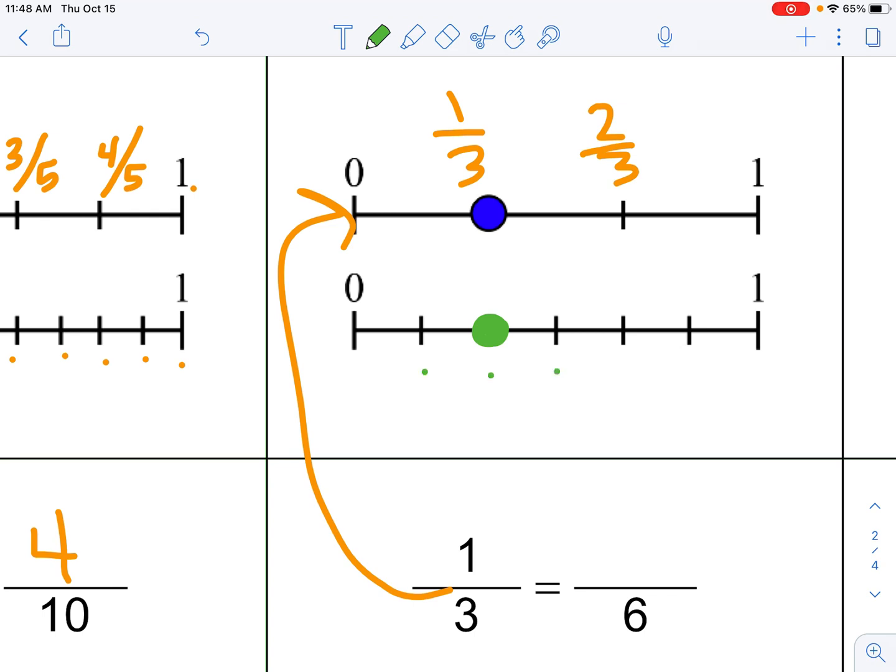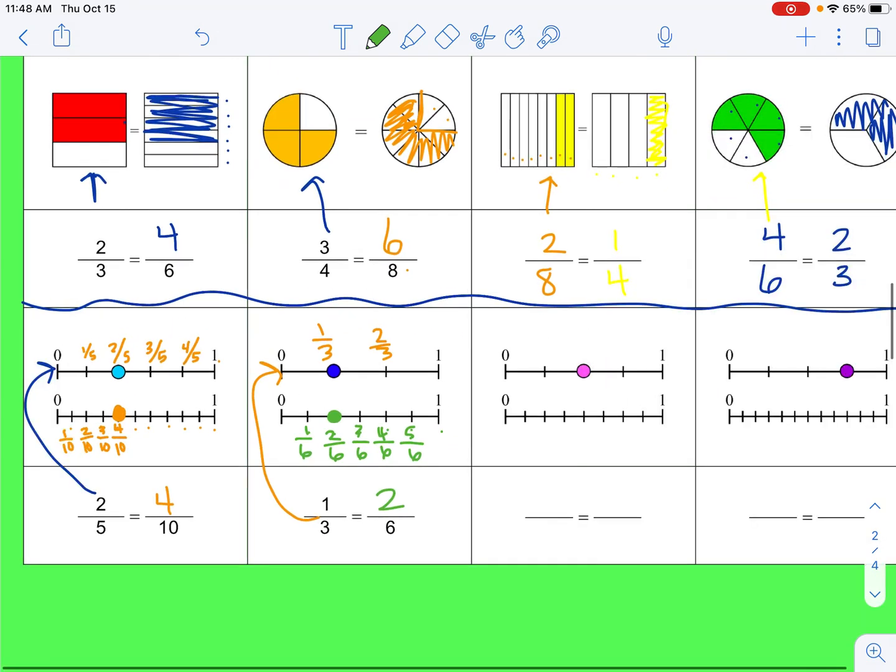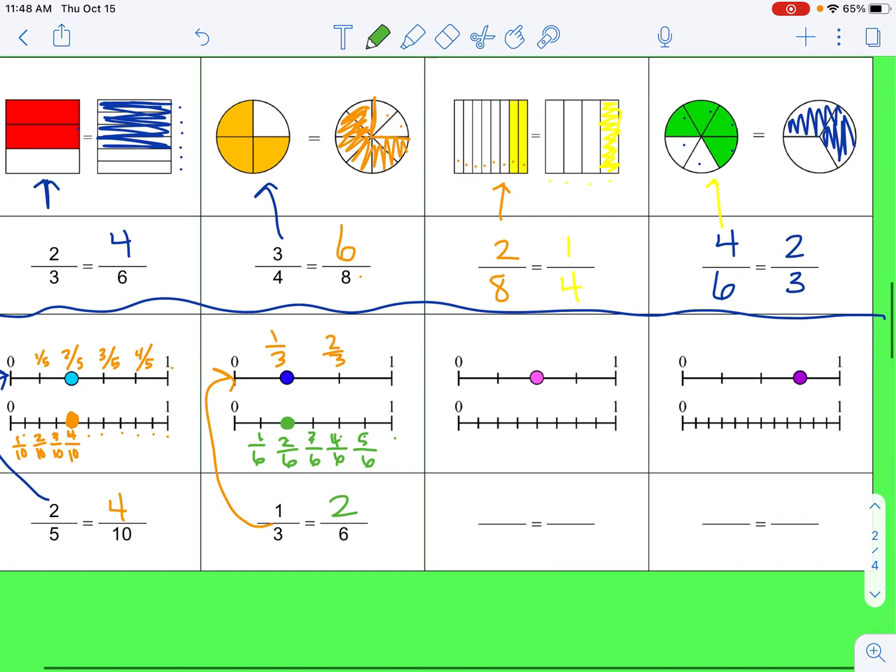And now I'm going to count how many lines I have. I have 1, 2, 3, 4, 5, 6. So that's like splitting it up into sixths. So my point is at 2/6. If you want, you can fill out the rest of the number line, but you don't really need to because we already know exactly where our point is.